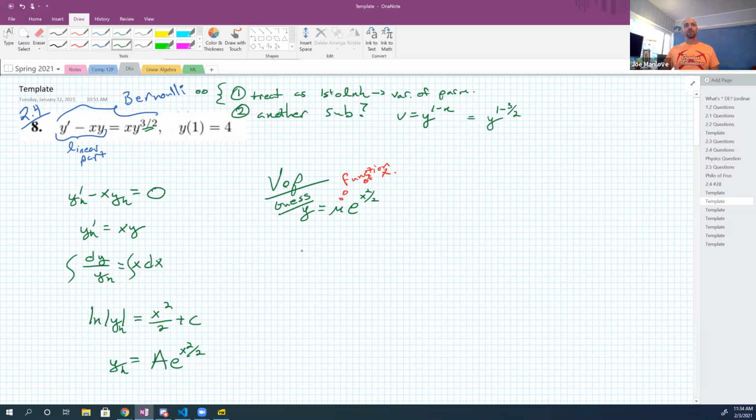Okay, so now I need to do some stuff to this. So my first thing I'm going to do is differentiate. And now this is the thing that you can pretty easily screw up here, because here I need a product rule. You guys with me on that? 1d2 plus 2d1. Sure. Yeah. So mu prime e to the x squared over 2 plus mu e to the x squared over 2 times x.